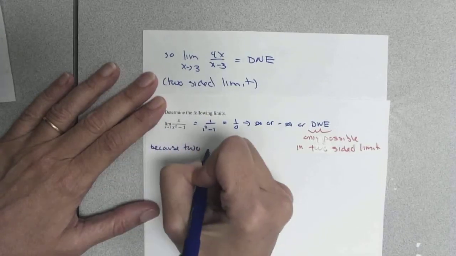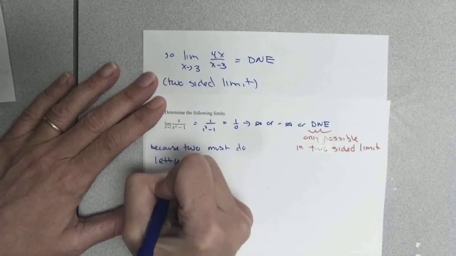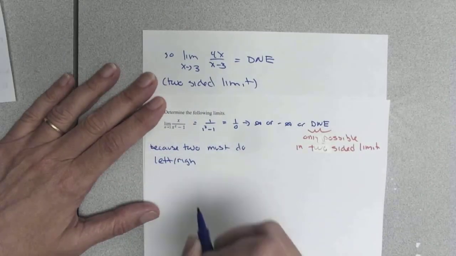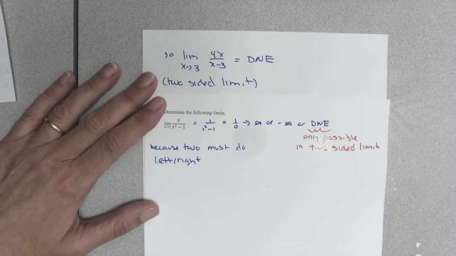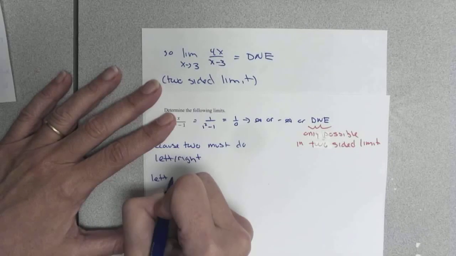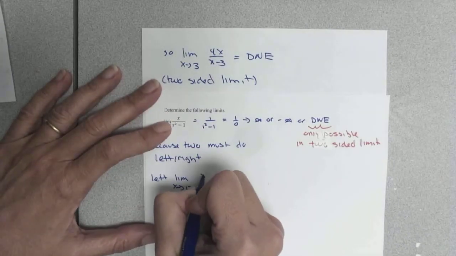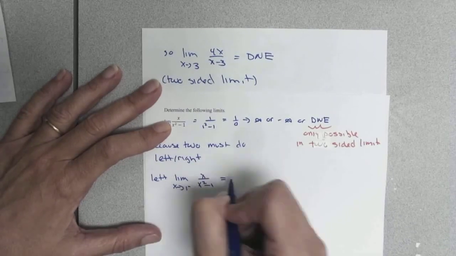So again, since it's two-sided, we must do left and right. And we will do it the exact same way we did the other one. Let's start on the left. So the limit as x approaches 1 from the left of x over x squared minus 1.